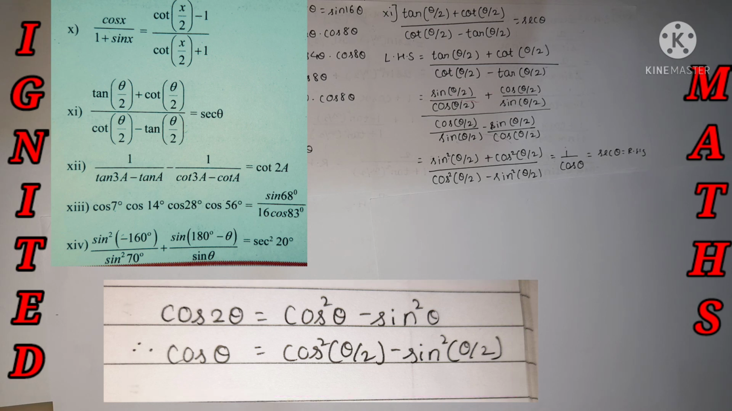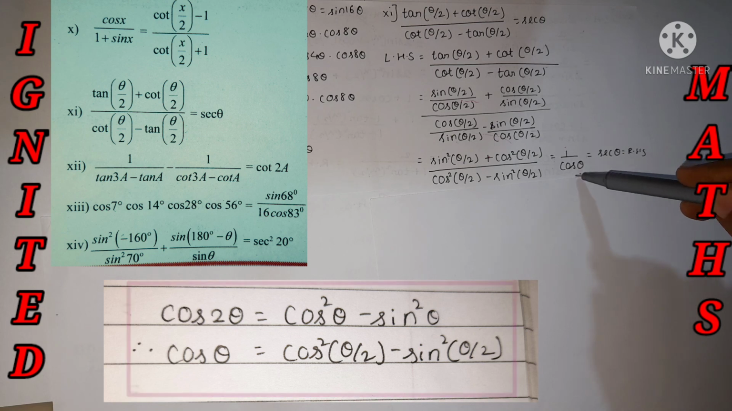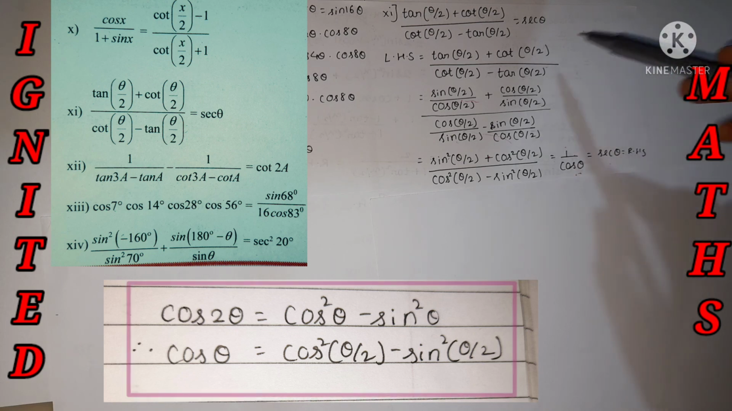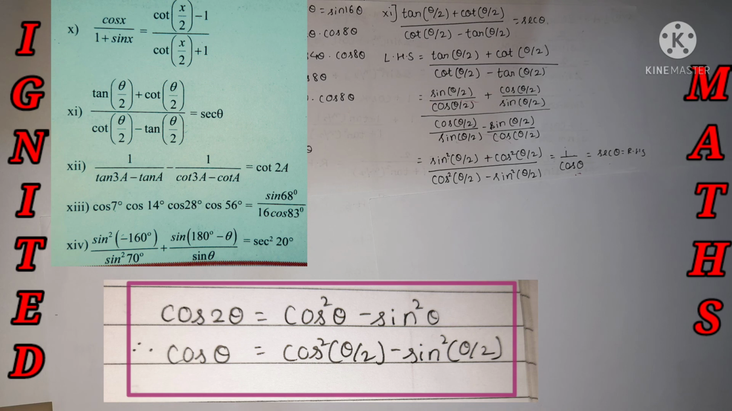I'll just show the construction part at the left hand side. Accordingly it comes as cos theta. So it's nothing but 1 by cos theta, which is equal to sec theta. That is nothing but the RHS value.